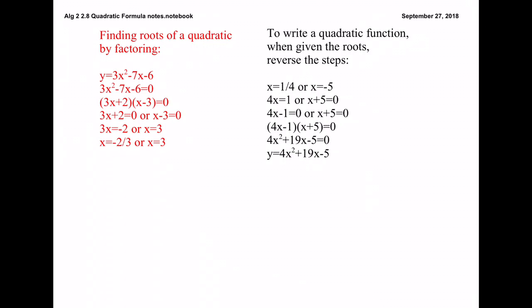The next slide is a quick reminder of when you are finding the roots of a quadratic by factoring. Make sure you look for a greatest common factor, set it equal to 0, factor, use the zero product property, set each factor equal to 0, and solve using inverse operations. To write a quadratic function when you're given the roots, you are going backwards, so you are starting with your x equals, and getting it set equal to 0 using inverse operations. Once you come up with your factors, you're distributing those back to one another, and then you get your quadratic y equals ax squared plus bx plus c.